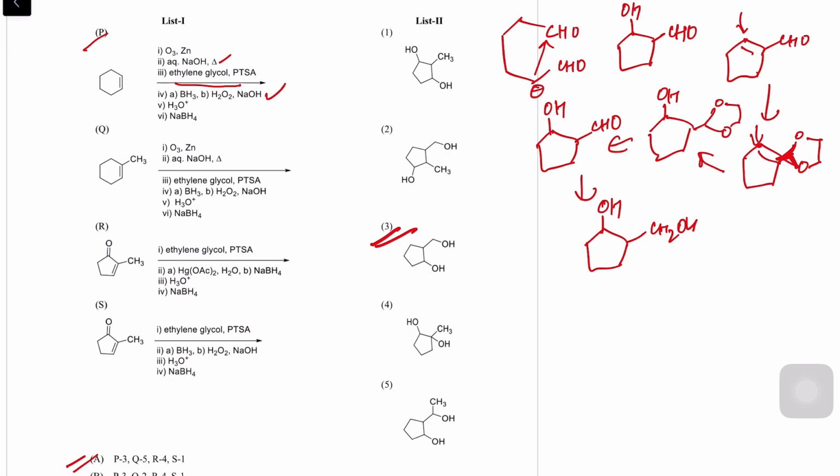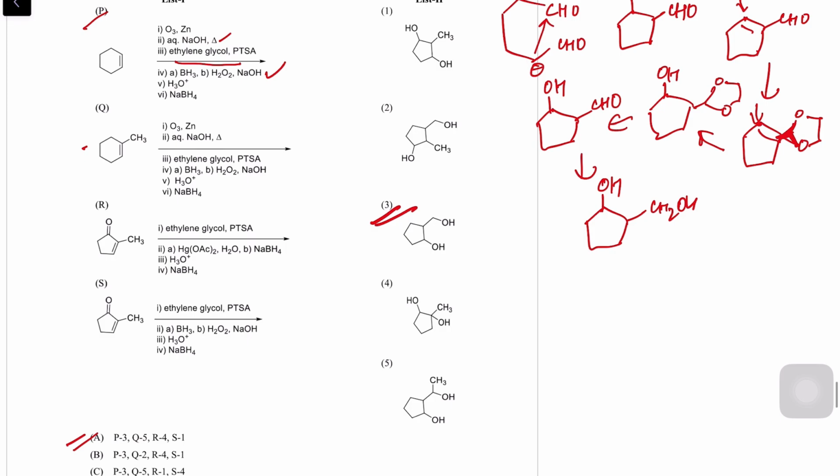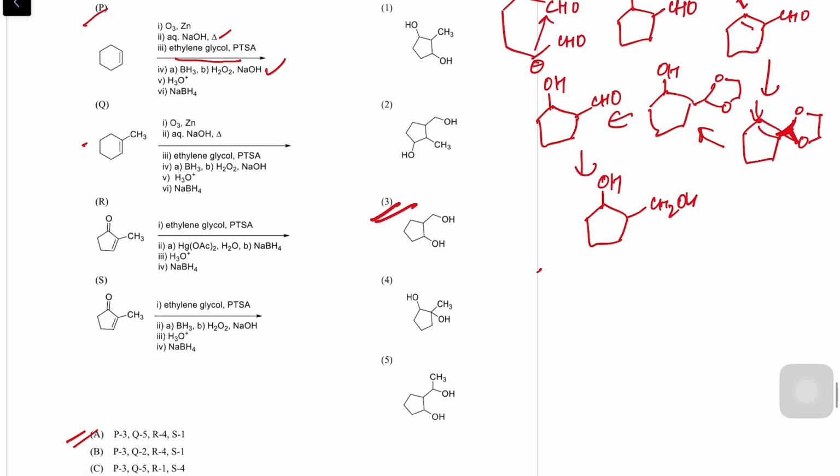All right. Then coming to option Q, the sequence is same, right? First you do the ozonolysis. So this is COCH3 and this is CHO. Next is aqueous NaOH. So again, intramolecular aldol condensation.